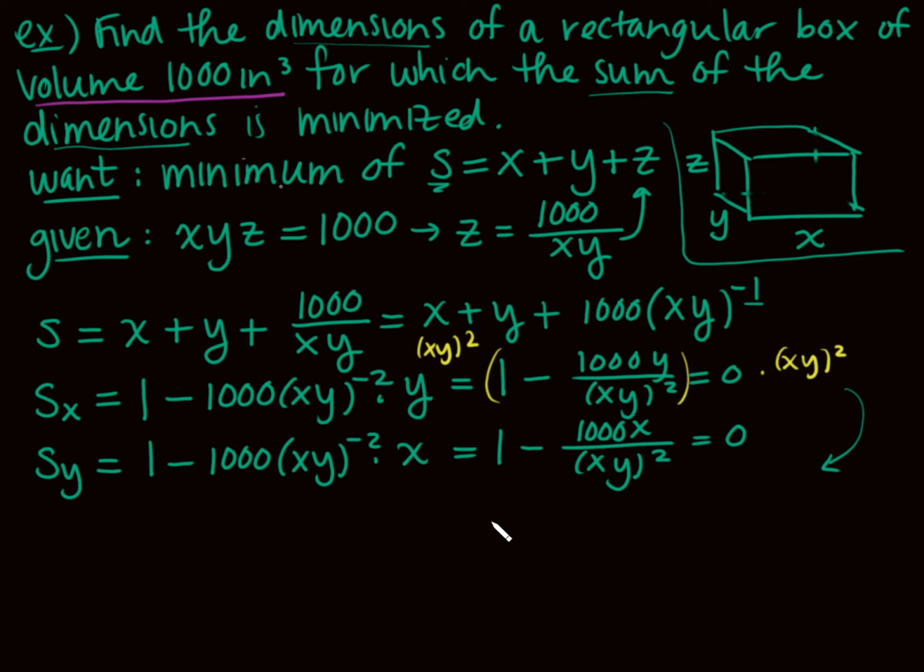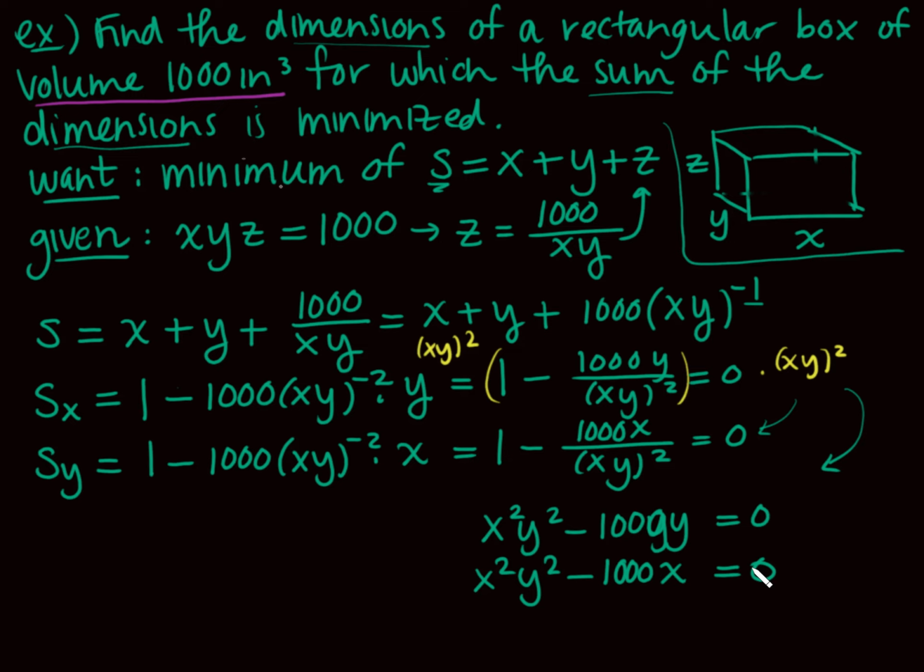All right. So if I do that, xy squared is just x squared y squared, then that cancels. I get minus 1,000y equals 0, right? And then if I do the same thing over here, I'm going to get the same idea. I'm going to get x squared y squared minus, now instead of 1,000y, I get 1,000x equals 0.